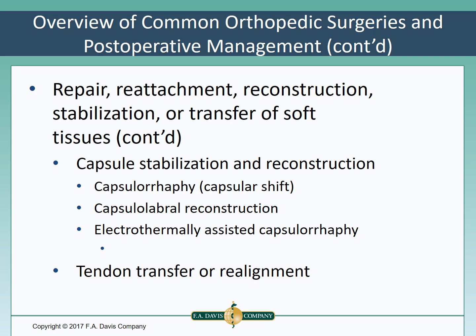Kind of continuing on that, we may get some stabilization. That is when they literally come in and they try to tighten everything down. It happens with labrums. You can get a capsular shift where they try to basically fold one thing over. Their book does a really good job explaining this. They do it with the labrum sometimes. You can do electrothermal assisted capsulography as well, which is basically they try to dehydrate the tissue in order to shrink it down. They're really cool things.